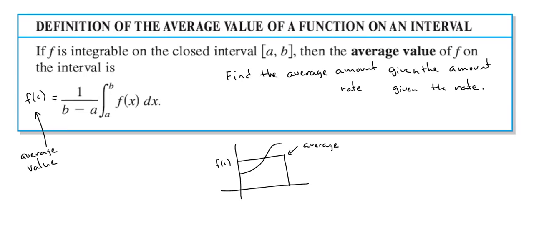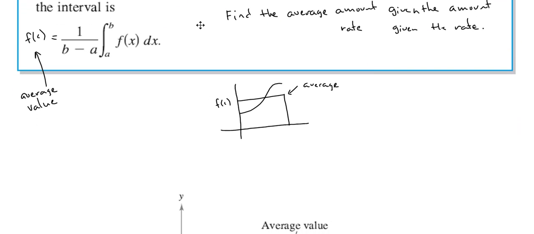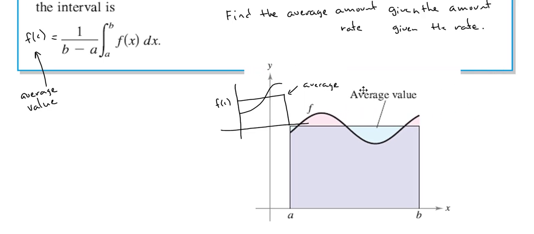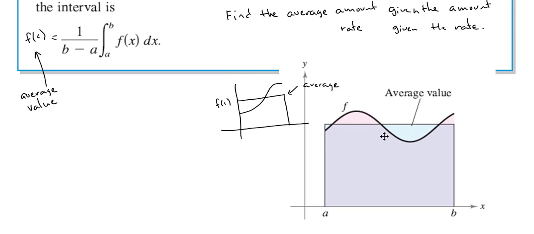I think I have a nifty little drawing. Yep, I do. Down here, as you can see, if we have some sinusoidal graph, that average height pretty much cuts that graph in half, right? Questions so far?